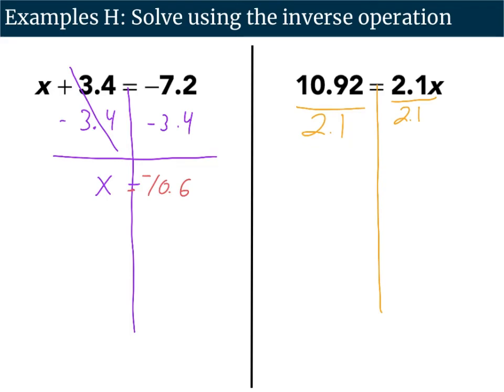So I'm going to divide both sides by 2.1. 2.1 divided by 2.1 is 1, or 1x. I don't have to write out the 1 in front of the x. I can just put x. Then I'm going to do 10.92 divided by 2.1 in my calculator. And when I do that, I should get 5.2. And again, I can check that. Is 5.2 times 2.1 10.92? Yes, it is. So I know that I've done my equation correctly.